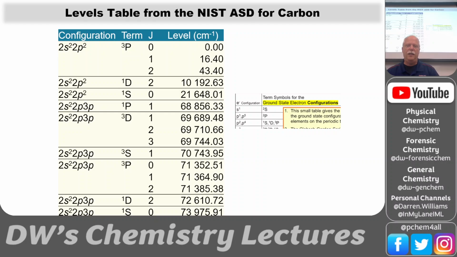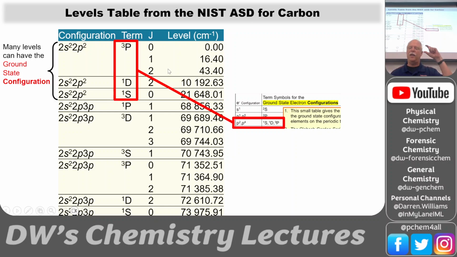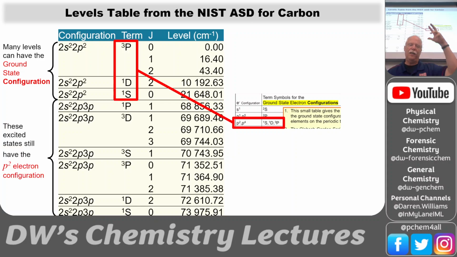Okay, so this is that table that I showed earlier, and that table gives the ground state electron configuration. So these are the term symbols for the ground state electron configuration, that 2s2, 2p2. Okay. These are all of the excited state electron configurations. If I take the 2p and move an electron up to the 3p, it's still a p2 system, but it's an excited electron configuration, right?